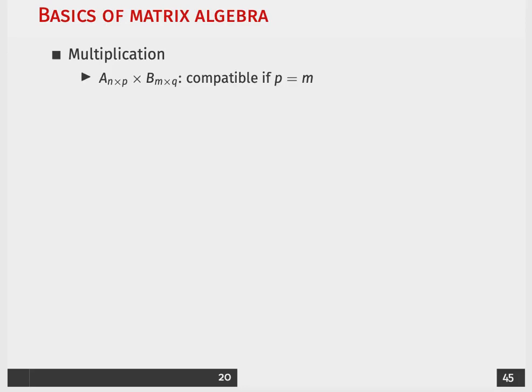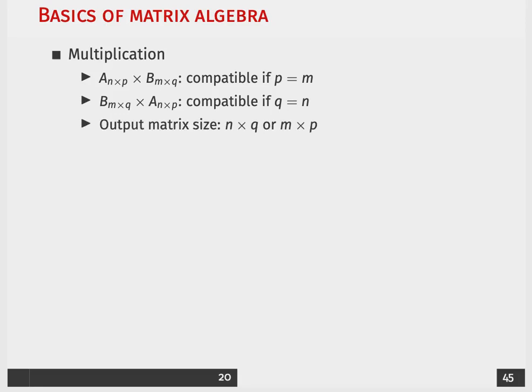Things get a little bit trickier for multiplication. When we have two vectors or matrices, we have to make sure that the dimensions are compatible. So when we're multiplying A times B, we need to make sure that the number of columns in A is equal to the number of rows in B, and this will make sense in a second. The same could be said if we have B and A. Again, we have to make sure that the number of columns in the first matrix is equal to the number of rows in the second one. And the resulting matrix that we end up getting is going to be n times q, or m times b.